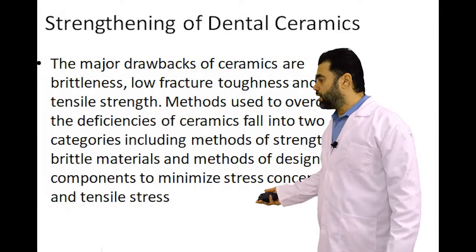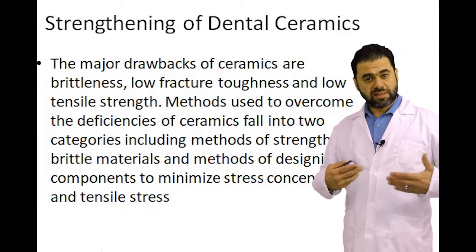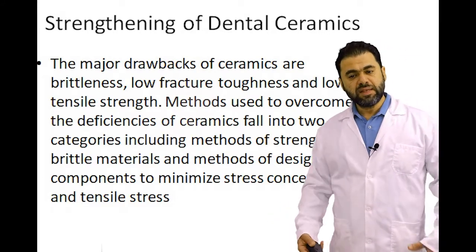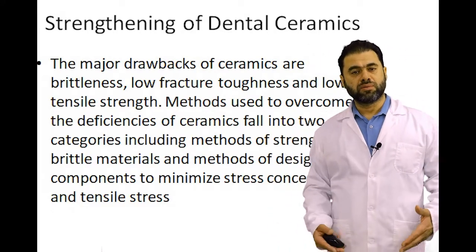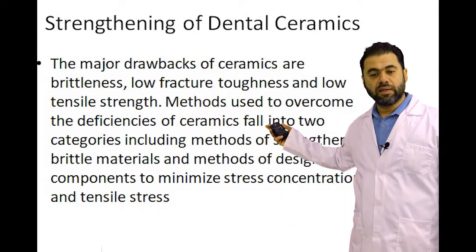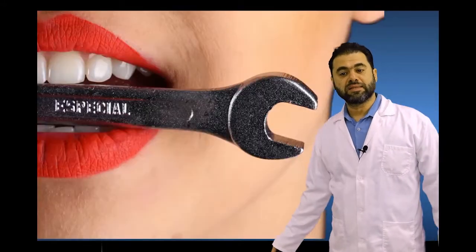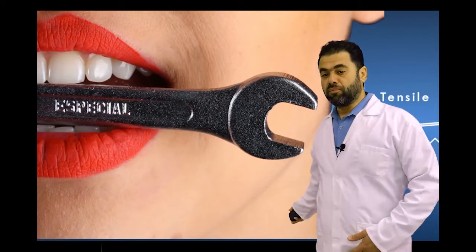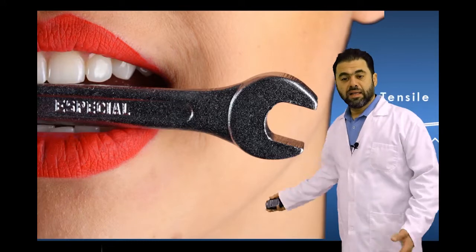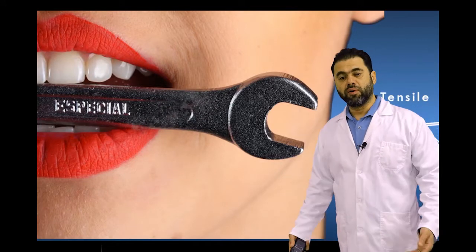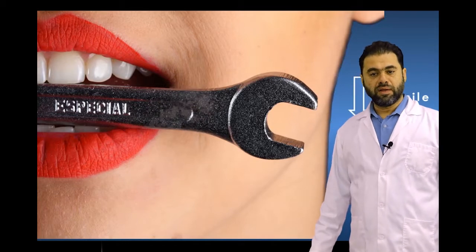ففي عنا احنا methods that we can strengthen the ceramic. Okay. These methods fall into different categories. في عنا including اللي هي strengthening of brittle materials and methods of designing a component to minimize the stress concentration. Okay, we will go through all of these.